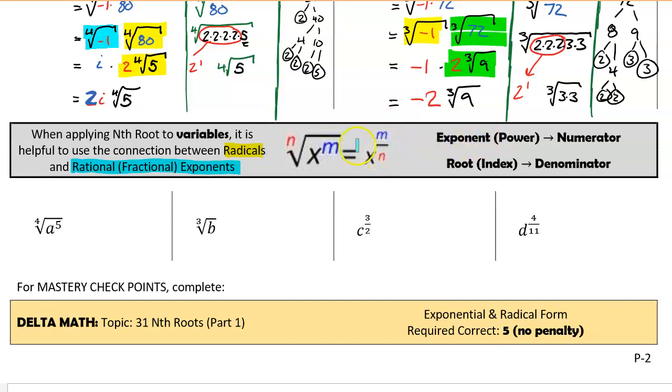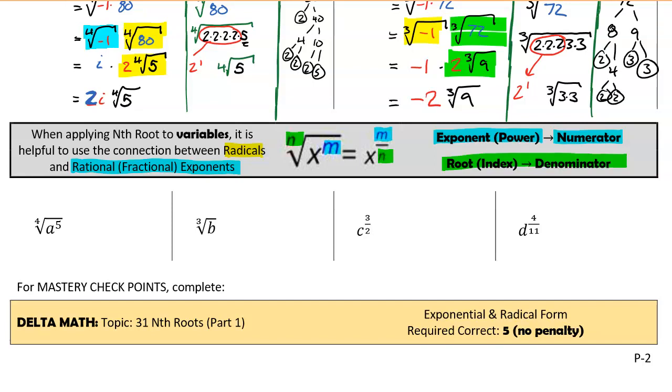or the exponent is in fact in the numerator of my fraction, and we would say then that the index in the root is going to be in the denominator of the fraction. So bouncing back and forth between these will actually help us in terms of interpreting what's actually going on with the variables and how to deal with them.